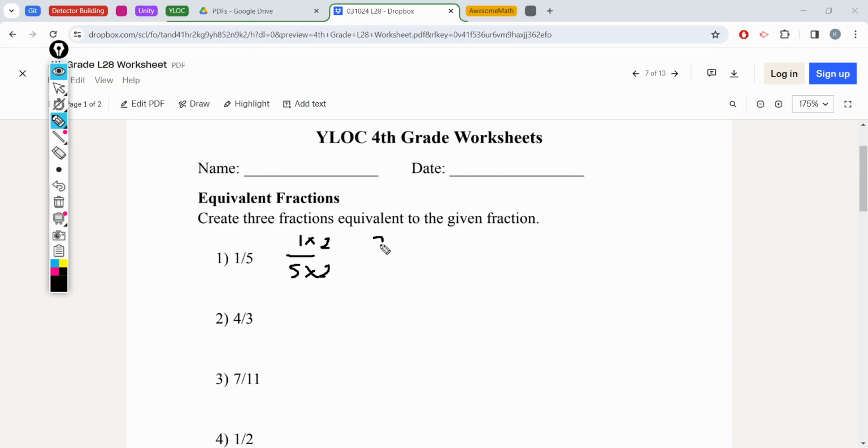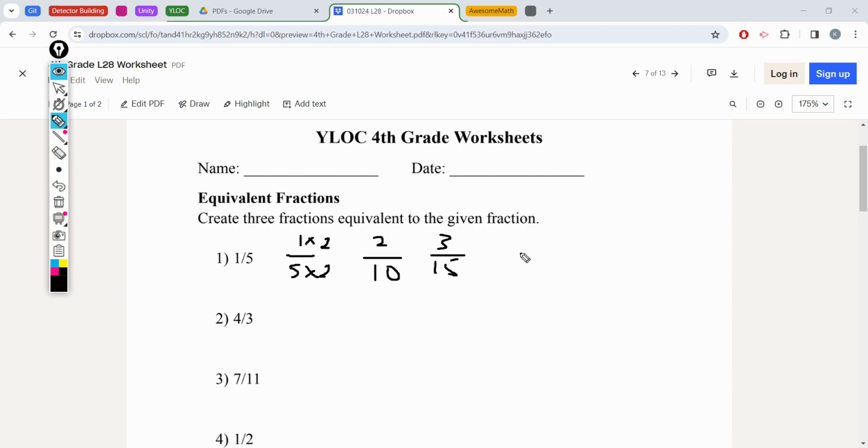And 1 times 2 is 2. And then the bottom is 5 times 2, which is 10. So 1/5 equals 2/10. So it's an equivalent fraction. We could change this 2 to a 3. So 1 times 3 and 5 times 3. And that would give us 3 over 15.